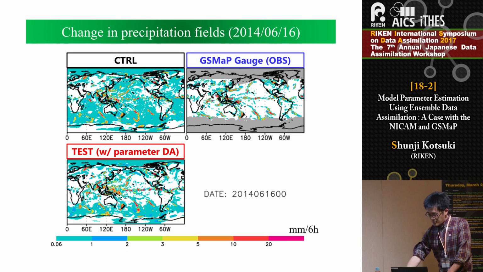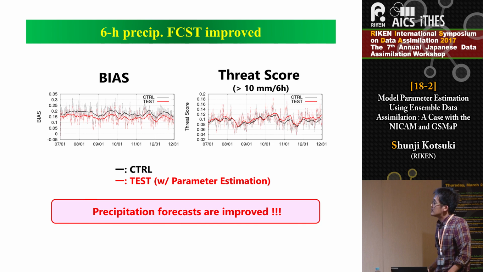And we validated the forecast scores. So black and red color shows the running mean of the 6-hour precipitation forecast from the control and test. And this overproduction problem from the control is significantly improved by parameter estimation, and the threat score is also improved.